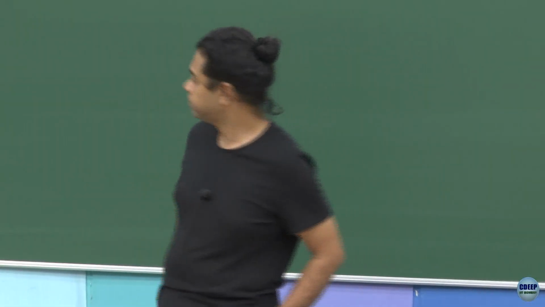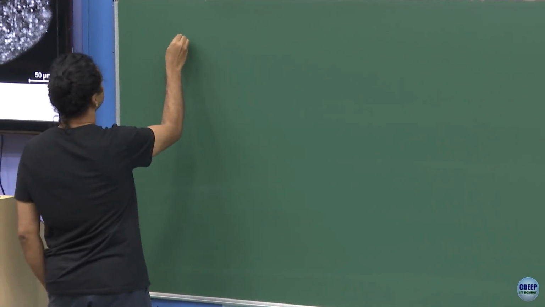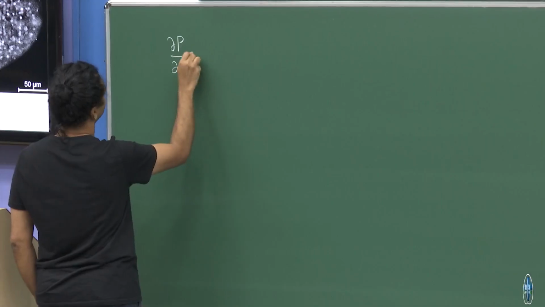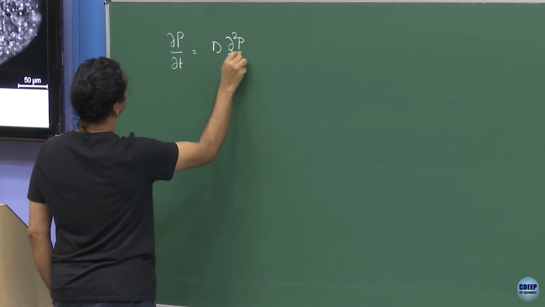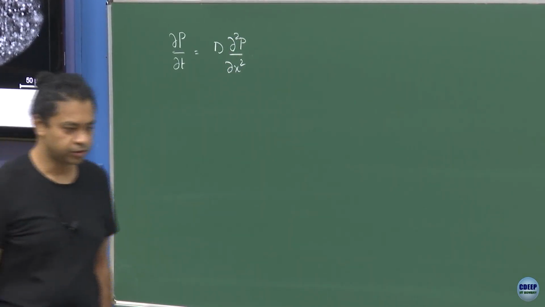Okay, so what were we doing? So we were doing diffusion. Right? So we wrote down ∂p/∂t = D ∂²p/∂x², right? So we wrote down the diffusion equation.